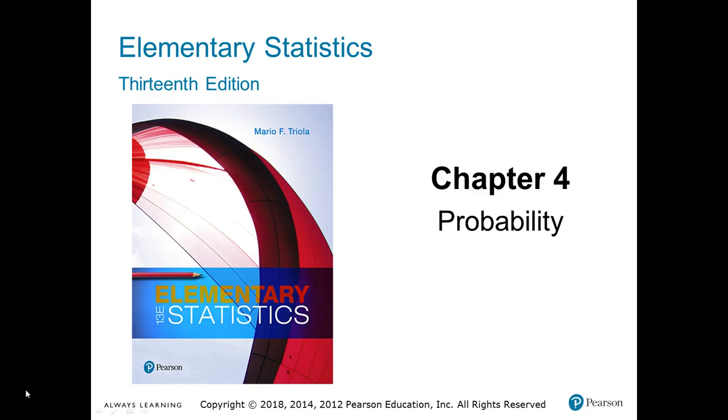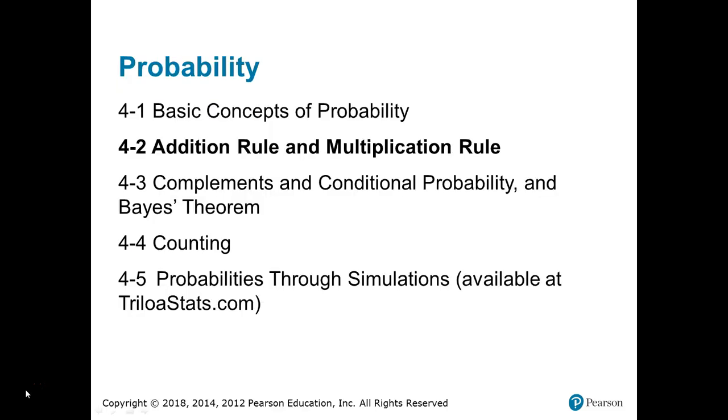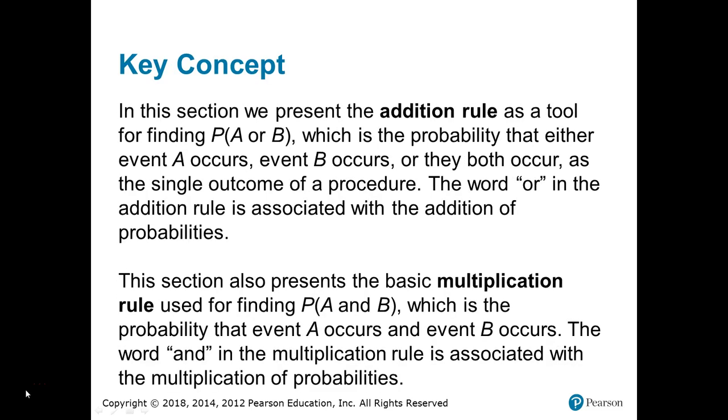Hello class, welcome back. In this video we are going to continue with chapter 4, section 2, addition rule and multiplication rule. So we are going to talk about the addition rule, which has to do with probabilities that either event A occurs, event B occurs, or they both occur. And the word "or" is associated with the addition rule. Then we are talking about the multiplication rule, and that's used for finding the probability that A and B both occur.